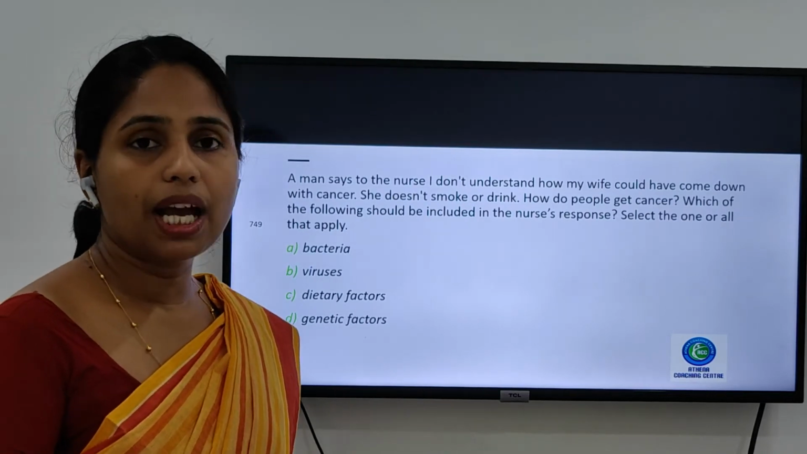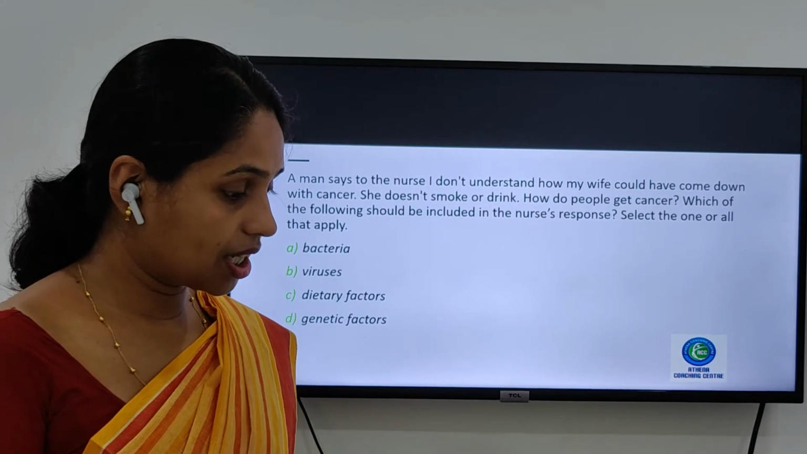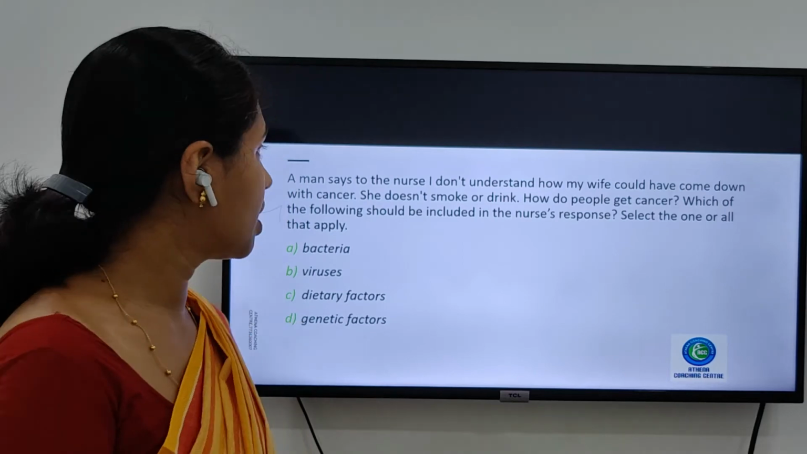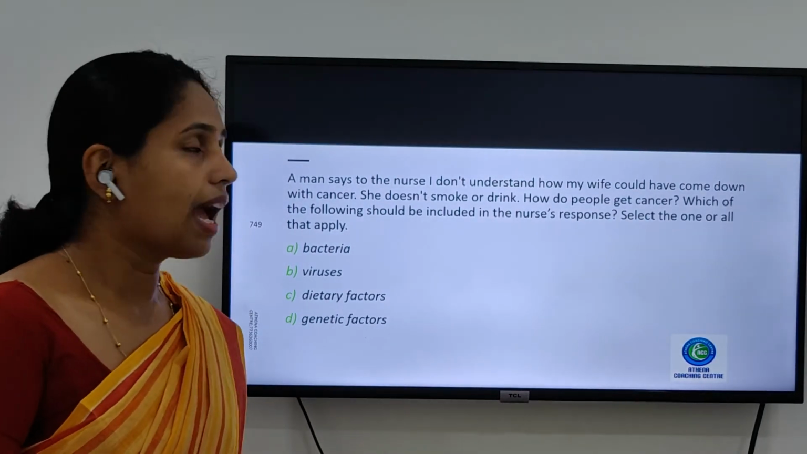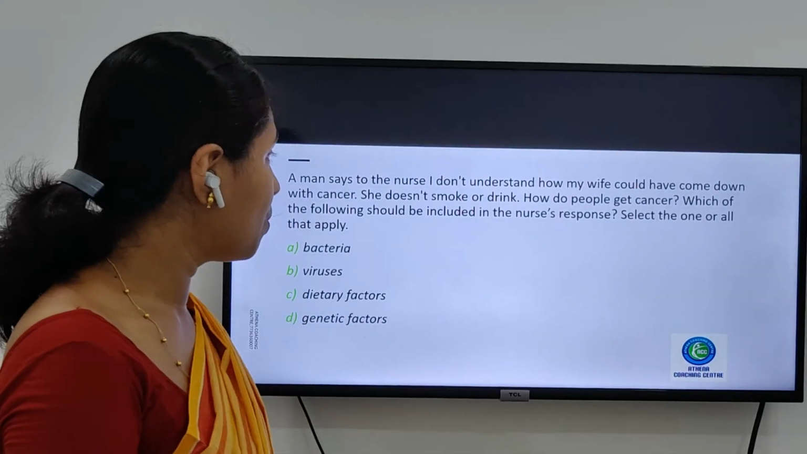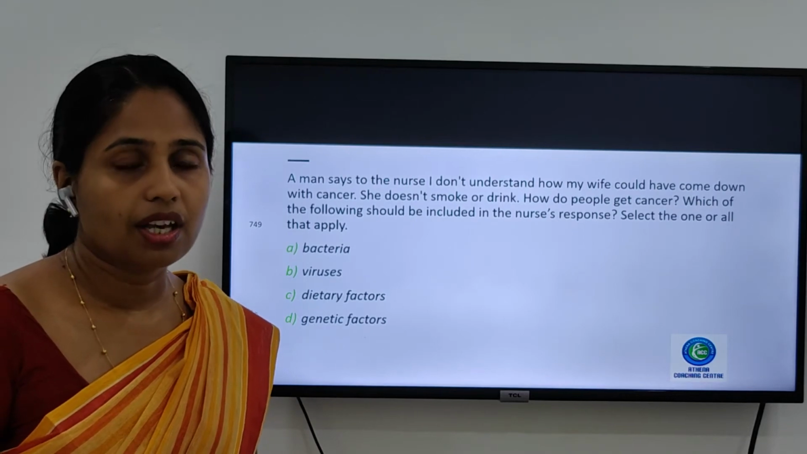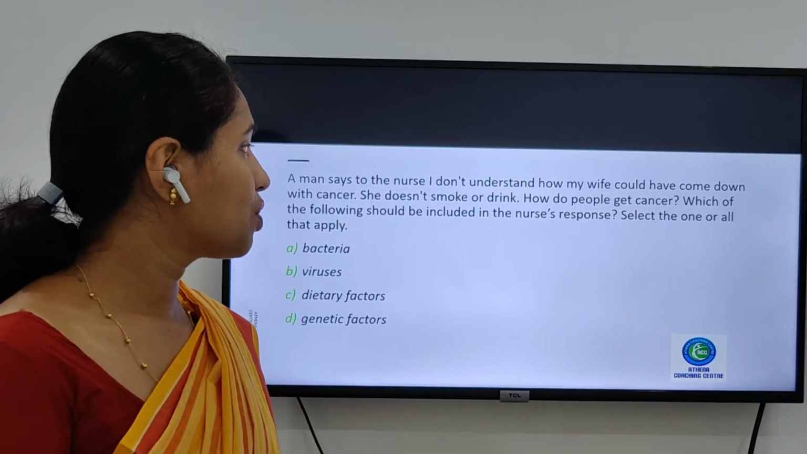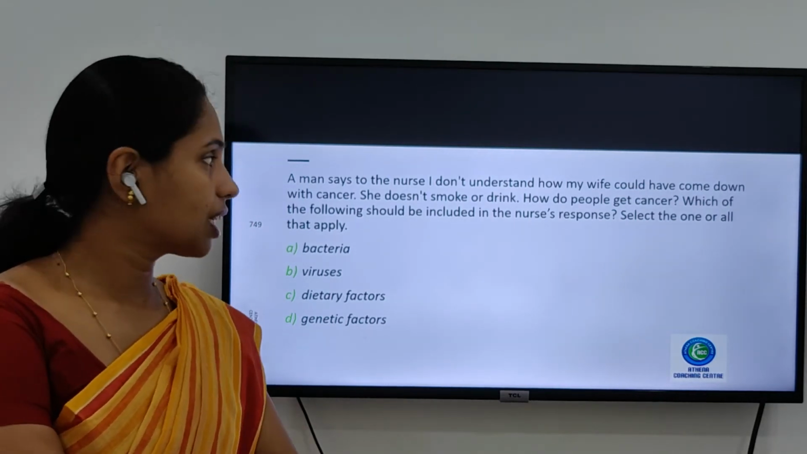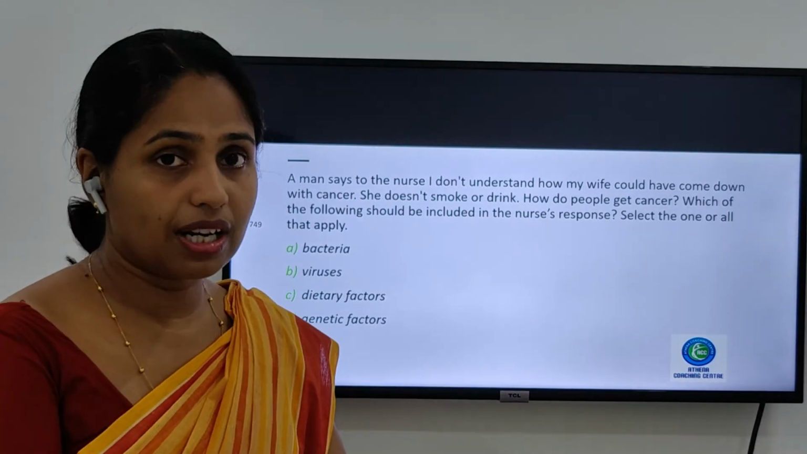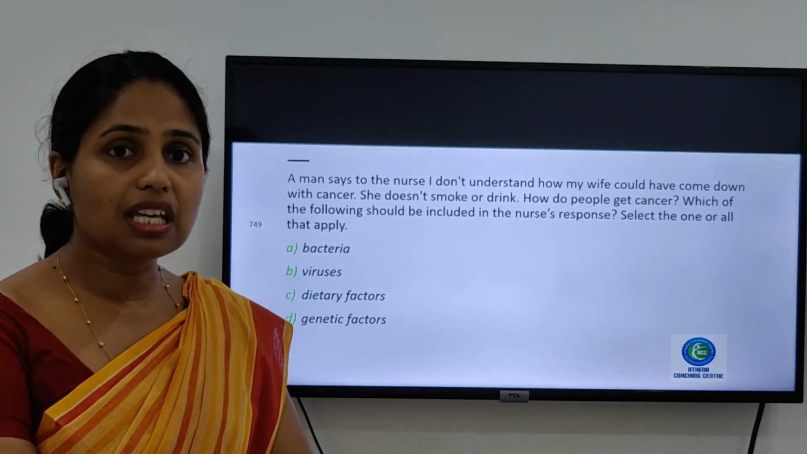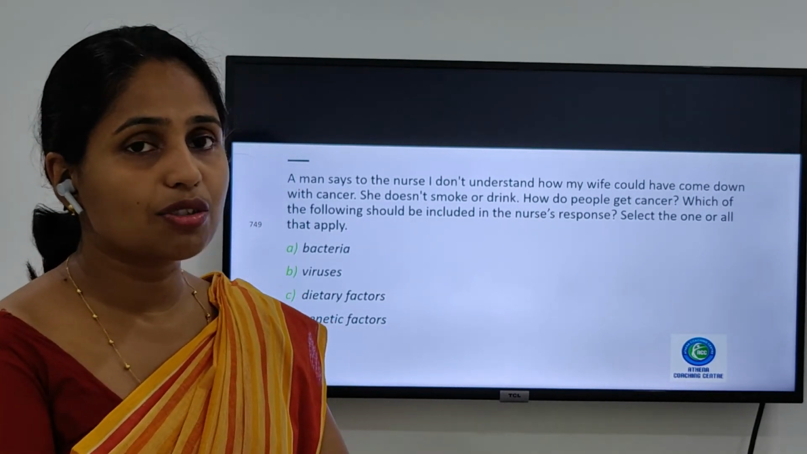So a man, the husband of a patient, is asking the nurse, even though my wife is not drinking or smoking, why do people get cancer? And he wanted to know the causes of cancer. Okay, so which of the following should be included in the nurse's response? When you give the correct therapeutic response, you have to be very clear that you need to include the causative or risk factors of cancer.